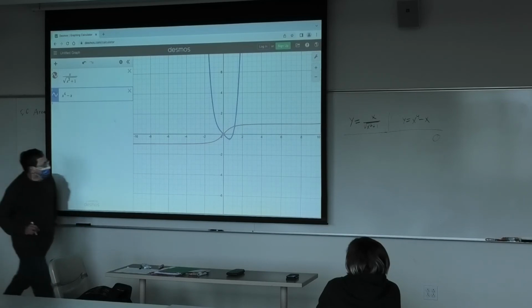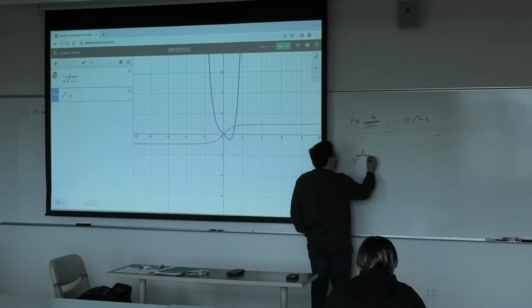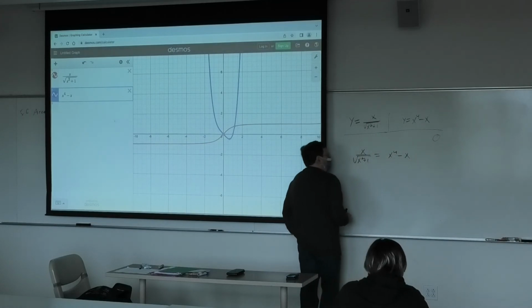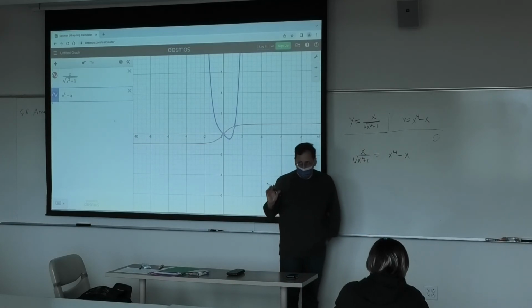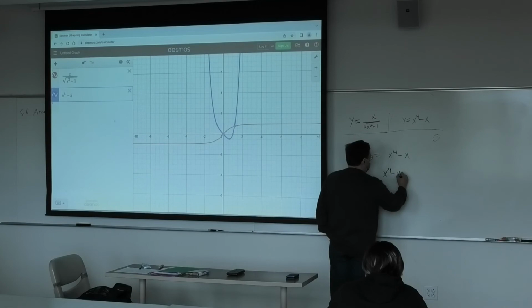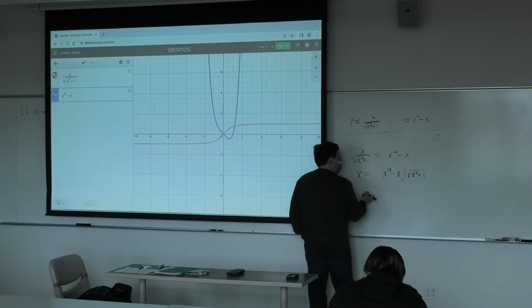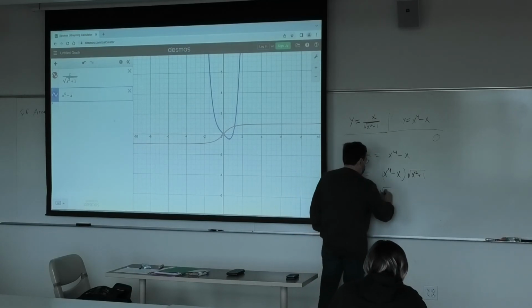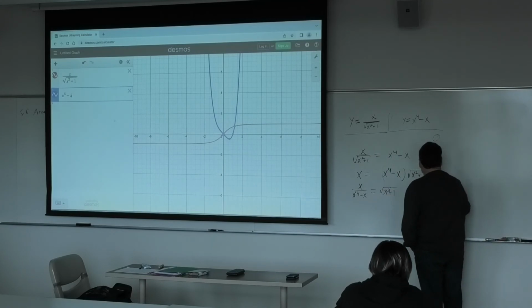Now, we could set these equal, couldn't we? Okay, x over x squared plus 1 equals x to the 4th times x. And we could try and solve for x here. I guess we might as well. x equals square root plus 1. What would we do now? We got to square both sides, right? To get rid of that square root.